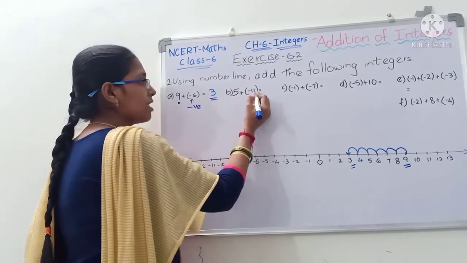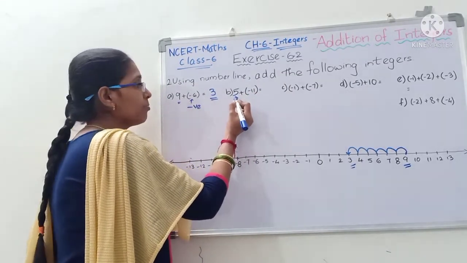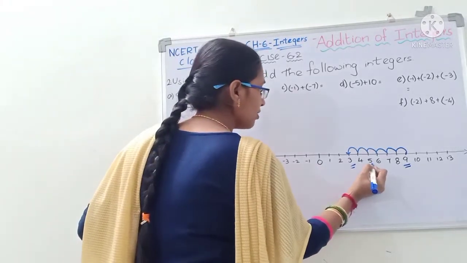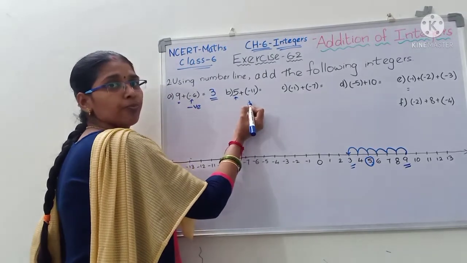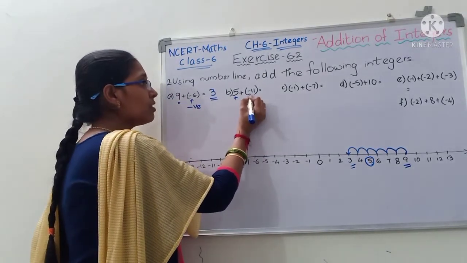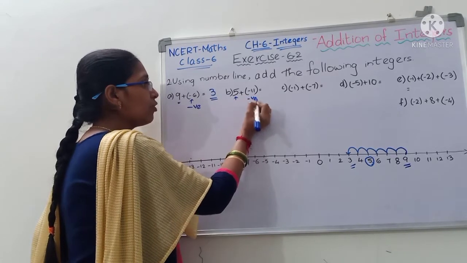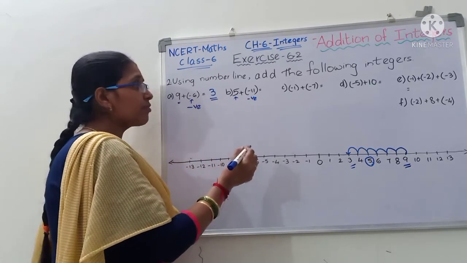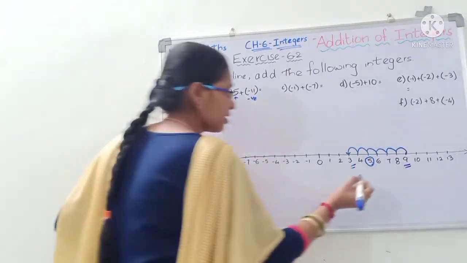5 plus minus 11. What is the first number? Positive number. Where is 5? Here. From 5, you should move left because we are adding a negative number, minus 11. So from 5, you move back. How many steps? 11 steps.